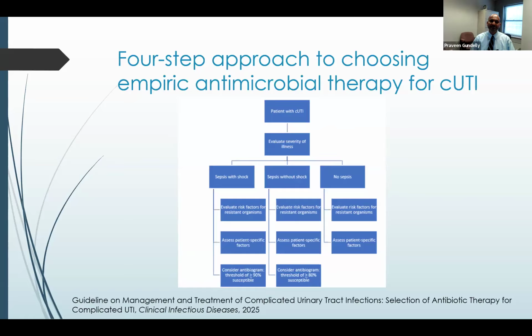So when the patients are septic, you assess for the risk factors for resistant organisms. If there are no risk factors, but it is a transplant patient, usually we go with a fourth generation cephalosporin like cefepime or piptazo, a beta-lactamase inhibitor, or a carbapenem, which also has good activity against a lot of resistant organisms. Again, this depends on the patient's allergies.